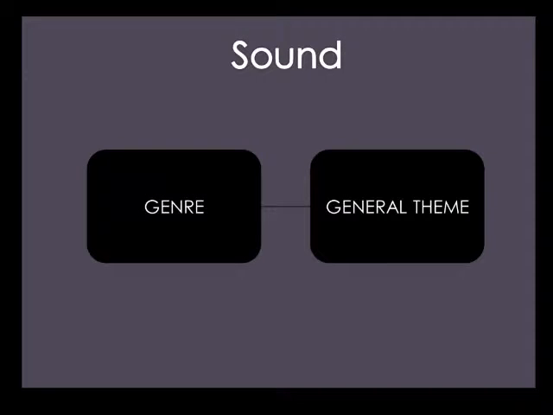Sound is usually used in the opening title sequence to establish the genre and general theme of the film. For example, in the opening sequence of Forrest Gump, the asynchronous music is quite pure, which connotes that the overall tone of the film is rather innocent.